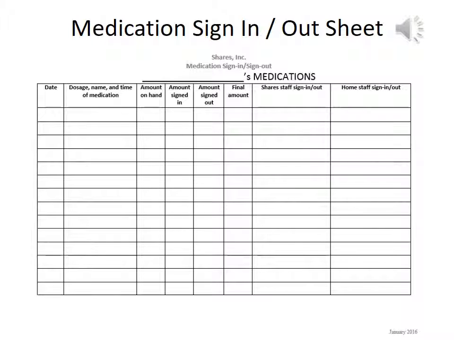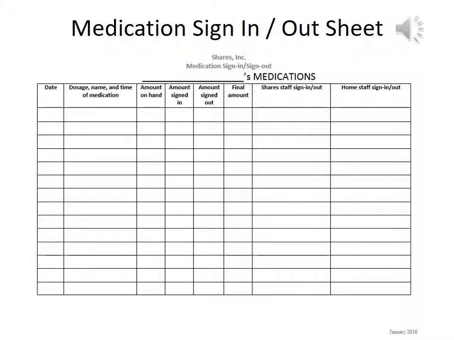The medication sign-in, sign-out sheet. If you notice up at the top, there is a line with an apostrophe S in medications. That's where you put the participant's name. And then you'll want to list the date, the dosage, name, and time of the medication, the amount on hand, so how many do we have in our cabinet.